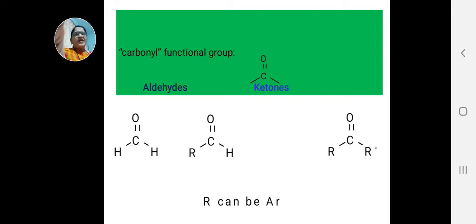The functional group of aldehyde is RCHO, and the functional group of ketone is RCOR'. That means in an aldehyde, one hydrogen atom is attached to the carbonyl carbon atom and the other is an alkyl group or maybe an aryl group. And in a ketone, both are alkyl groups or aryl groups, which may be the same or different.